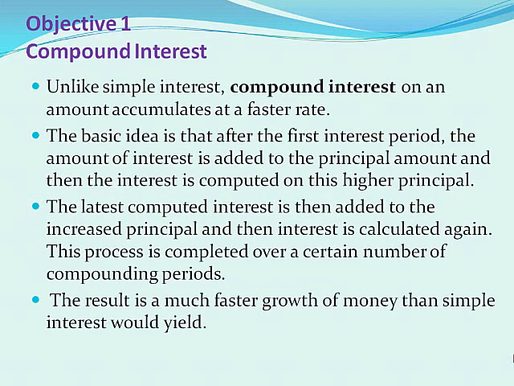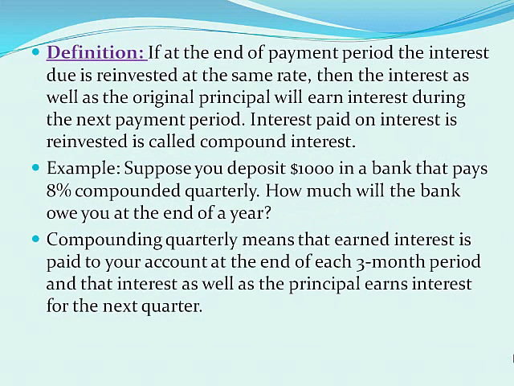Objective 1, Compound interest. Unlike simple interest, compound interest on an amount accumulates at a faster rate. The basic idea is that after the first interest period, the amount of interest is added to the principal amount and then the interest is computed on this higher principal. The latest computed interest is then added to the increased principal and then interest is calculated again. This process is completed over a certain number of compounding periods.